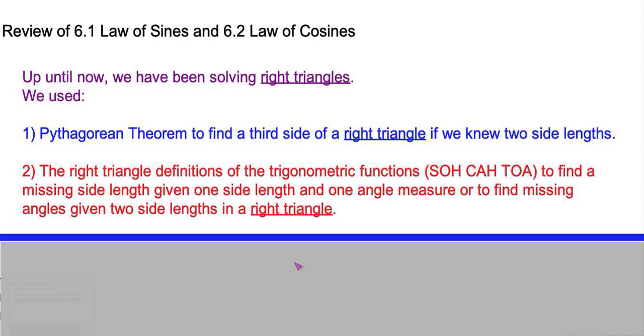So we use those trig functions to find a missing side length if we were given one side length and one angle measure, or to find missing angles if we were given two side lengths. Now, again, remember, this was all for right triangles.